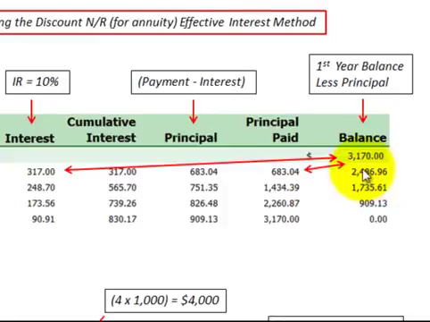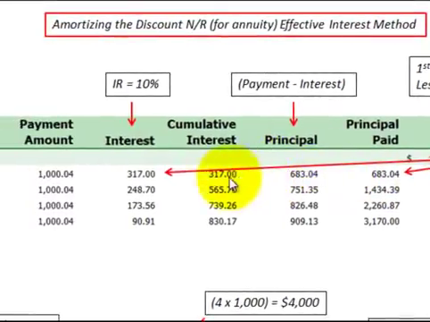$2,486. So this ending balance becomes the beginning balance the next year, where we calculate our interest expense by taking 10% times it, and we get an interest expense here, or receivable or payable, of $248. Now if we subtract that interest portion from the payment amount, we end up with the principal for the year that we're going to either receive or pay.